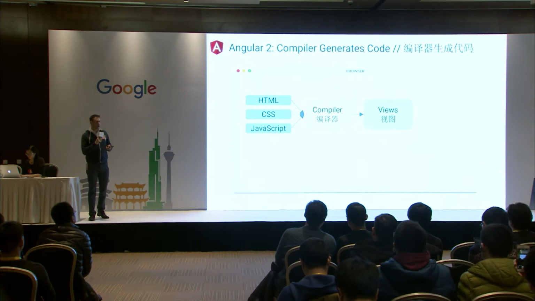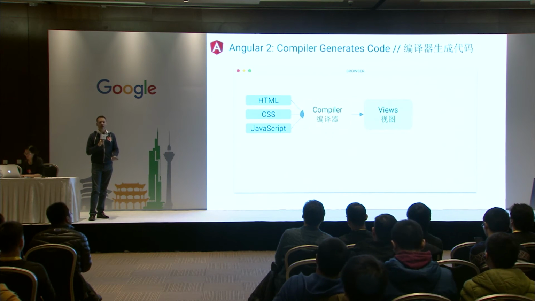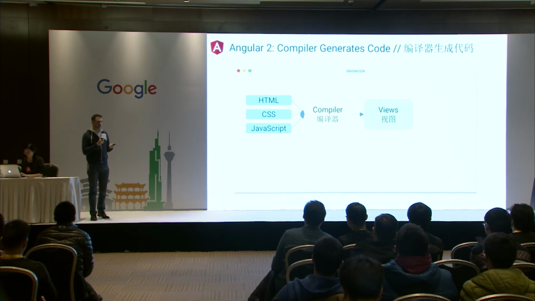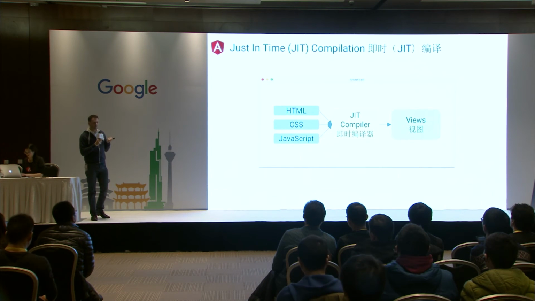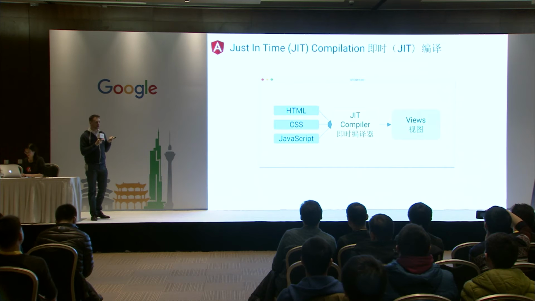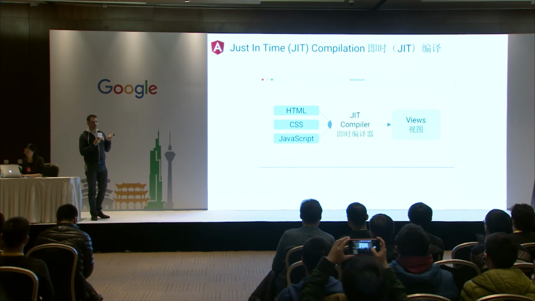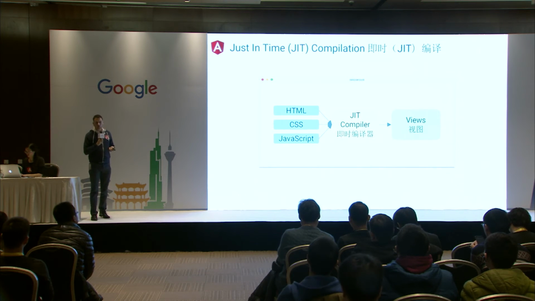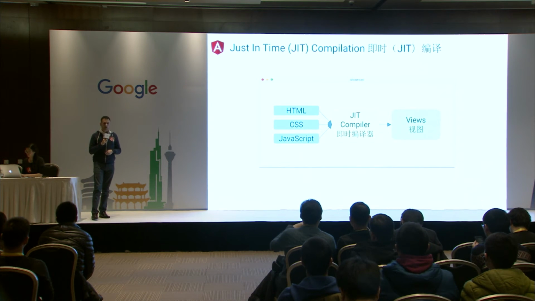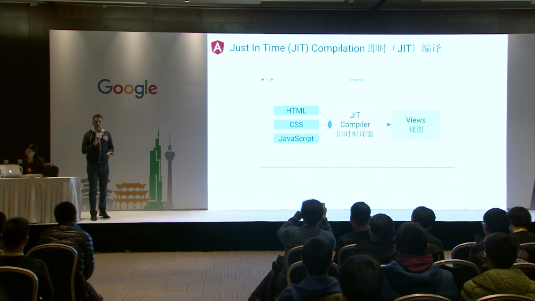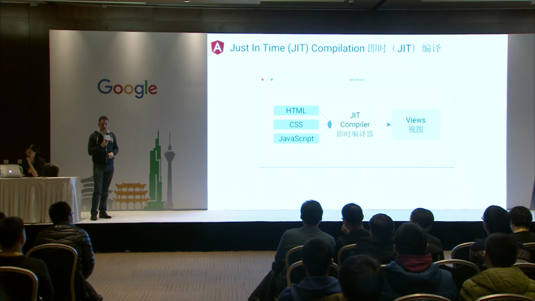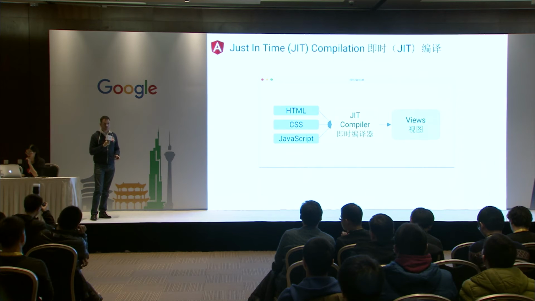But if we look at how Angular 2 is different, we've pulled the compiler out as a separate component. And what that allows us to do is generate views from that, and those views contain all of the necessary change detection code or any of the event hooks or property hooks. The default mode for Angular developers today is what we call just-in-time compilation, where we ship the compiler down to the browser, and then in real time, on the user's device, we compile all of those HTML, JavaScript, and CSS files into JavaScript.